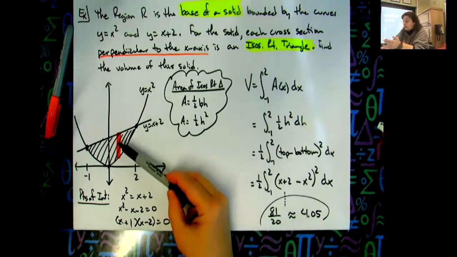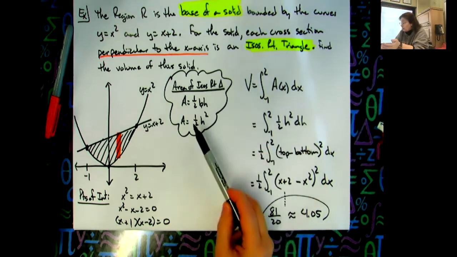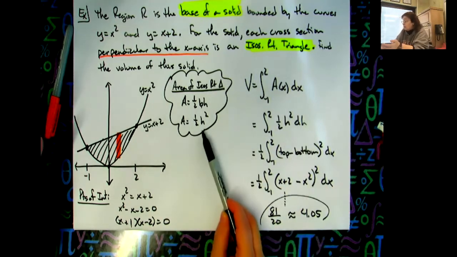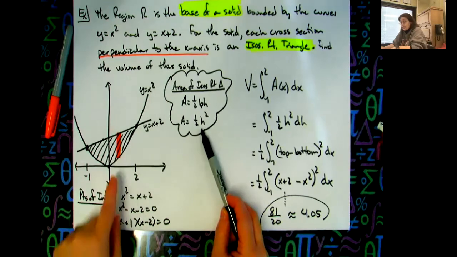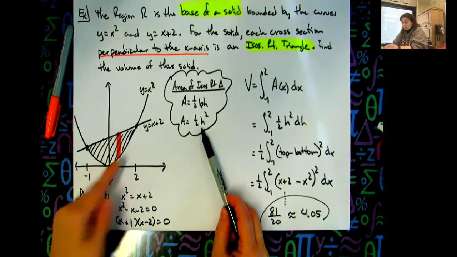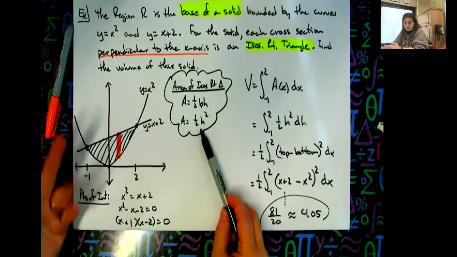You've got to really stop and think about, okay, what is my shape? How do I find the area of that shape? Put that in there. And then what distance in that area formula do I need? Whatever distance that is, you're going to be able to find it by subtracting the two curves or using the function itself, depending on what the picture looks like.